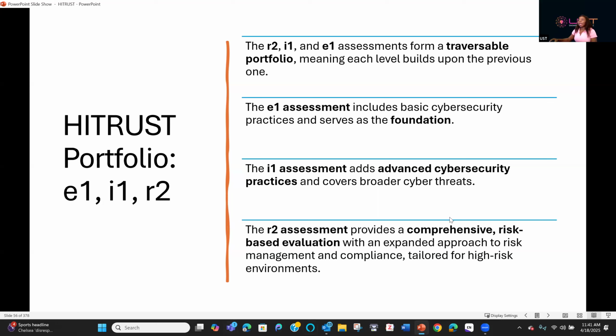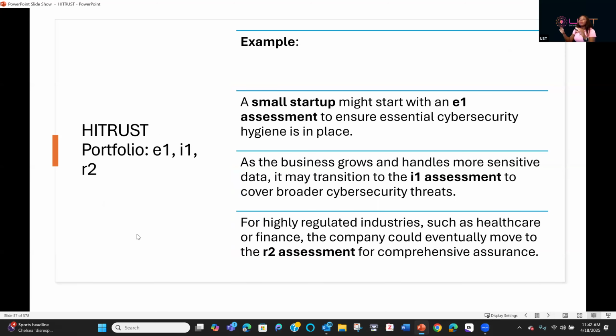And this literally covers the slide as it says that the E1 assessment includes basic cybersecurity practices and serves as a foundation. The I1 assessment adds advanced security practices and covers broader cybersecurity threats, while the R2 assessment provides a comprehensive risk-based evaluation with an expanded approach to risk management and compliance, tailored for high-risk environments.